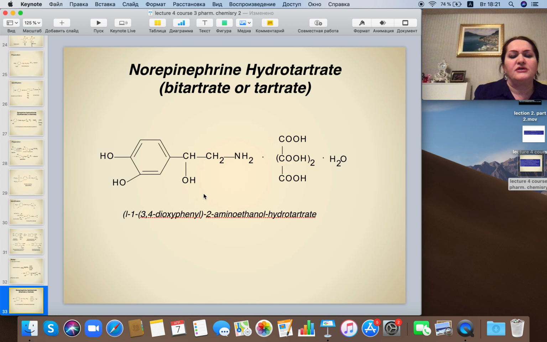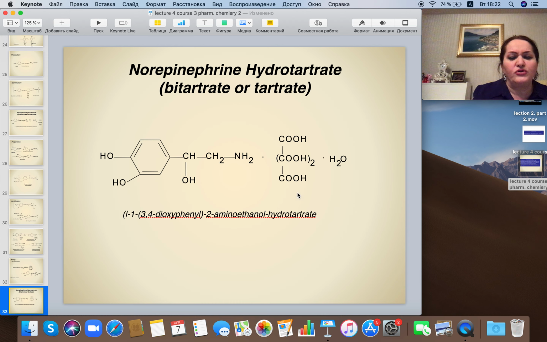You can see the structure of norepinephrine hydrotartrate or bitartrate or tartrate, and norepinephrine also has 2 hydroxyl groups in positions 3-4. Norepinephrine, as epinephrine, as levodopa, dopamine, belong to catecholamines, and you must know adrenaline, noradrenaline, and other related amines which have 2 hydroxyl groups in positions 3-4 are called catecholamines.